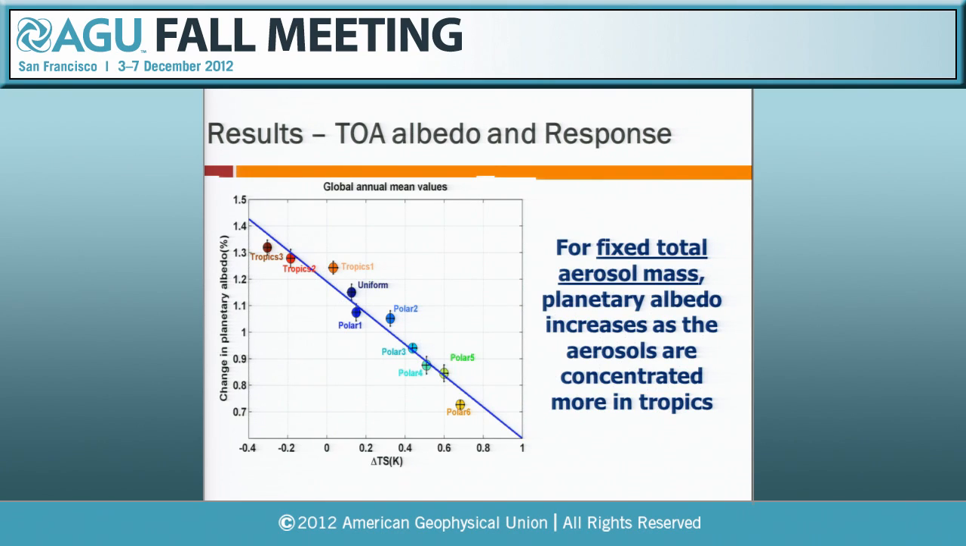Okay, so here is the bottom line analysis where we looked at the change in planetary albedo. Again, things are falling on a line. This is in fact a result that was found by Caldeira and Wood, where they say that per unit change in radiative forcing, you have a similar global mean temperature change.